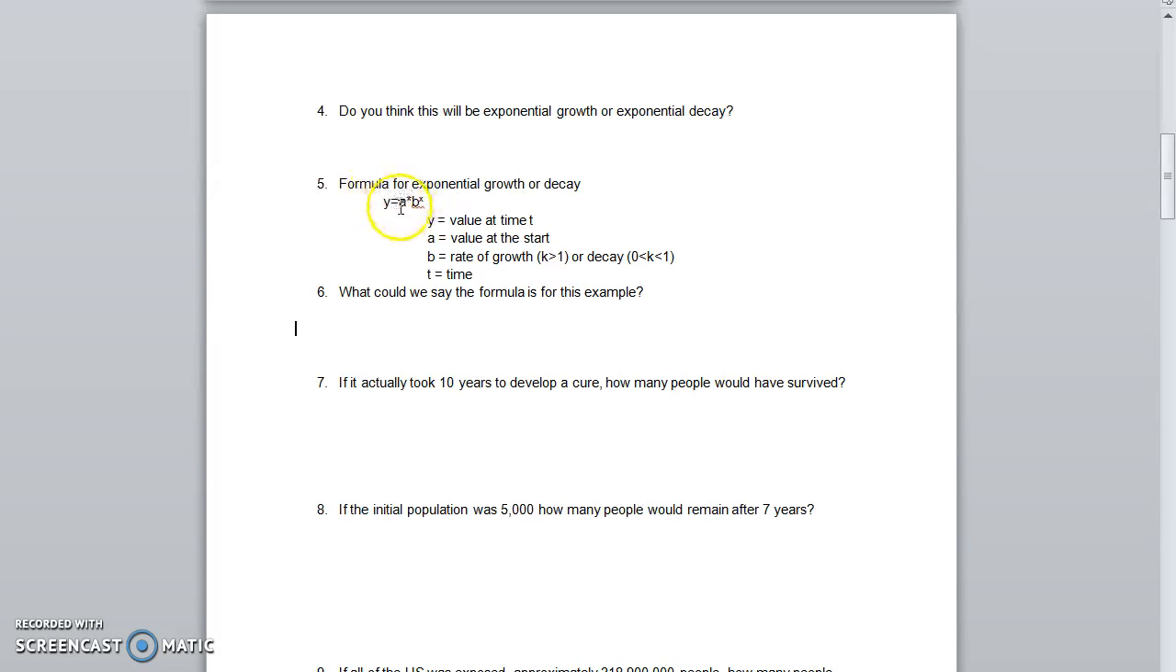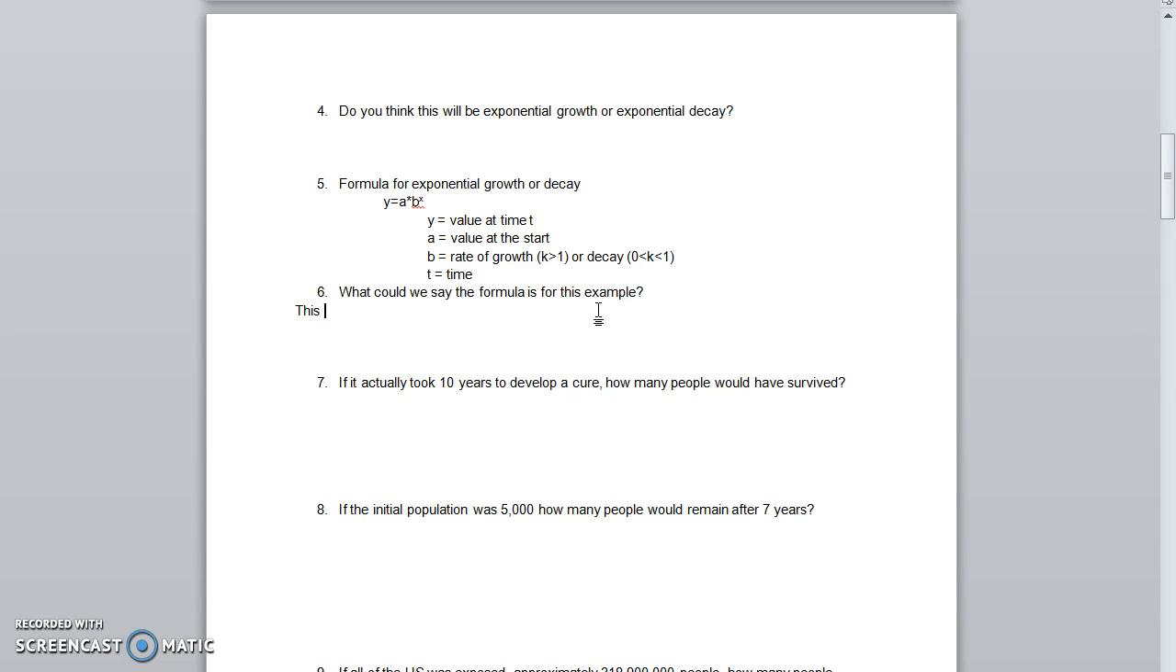A is your starting value, just like your a1 when we start our geometric sequences. Our b is either our rate of growth or rate of decay. In this case, people aren't making it, so it is going to be the rate of decay. So what could we say the formula is for this example?